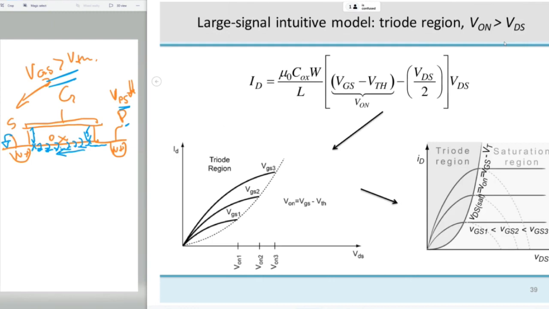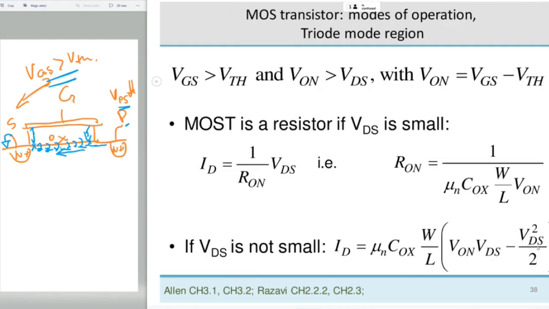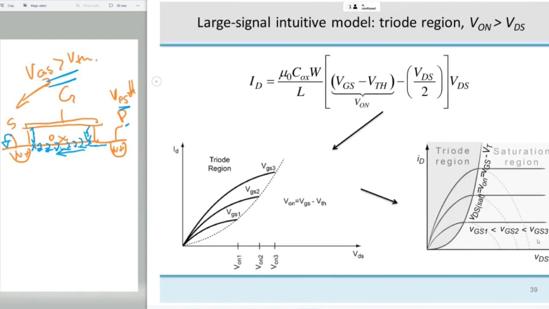But now I must take into account this quadratic term here. Then I will see this curvature of the characteristic. So it's no longer linear like in this region, but now it has curvature. By increasing the drain source voltage, the rate of increase of the current decreases. And why is that? This is because of this term.